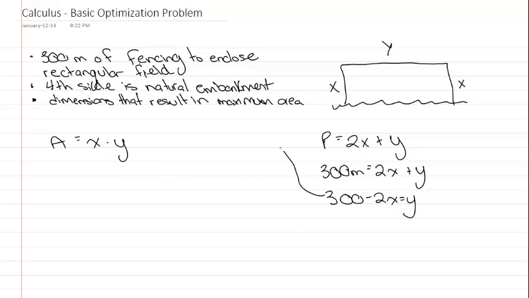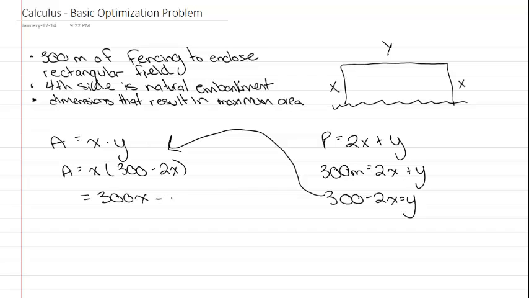So then I take this, I go back to my area equation, and I say area is equal to x times 300 minus 2x. And then I'll expand that. So I have 300x minus 2x squared. And that's my area equation.